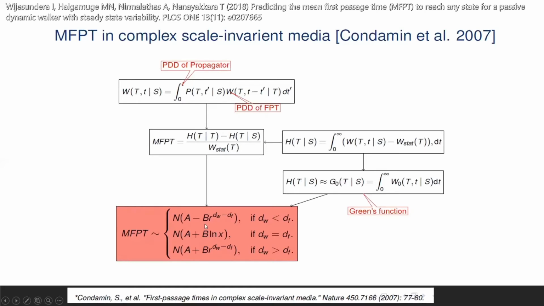For this paper, we are only interested in the final result, which is in this pink box. Basically, they provide a straightforward equation to calculate mean first passage time, given the transport dimensions df and dw. Here, n is the number of nodes in the network, R is the distance between the source and the target, and A and B are constants for a given system.